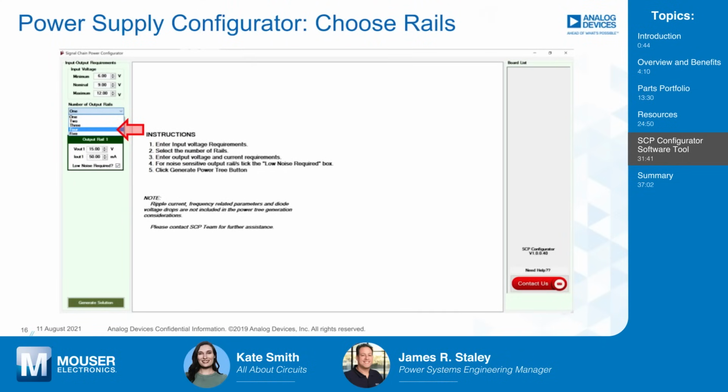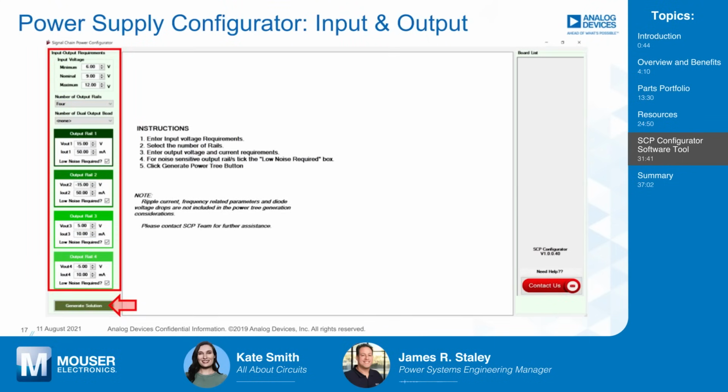Once you've opened up the software configurator tool, the first step from the drop-down menu is to choose the number of rails you need. The software is designed to allow up to 5 rails. We found that to be the most common. Let's say 2 rails for your amplifier, 2 rails for your ADC, and perhaps a 5th rail for your logic voltage translation. Once you've chosen the number of rails, you simply fill in the input voltage range and then type in a number that corresponds to the output voltage and expected maximum current and whether you need low noise for each of those rails, and then click Generate Solution.